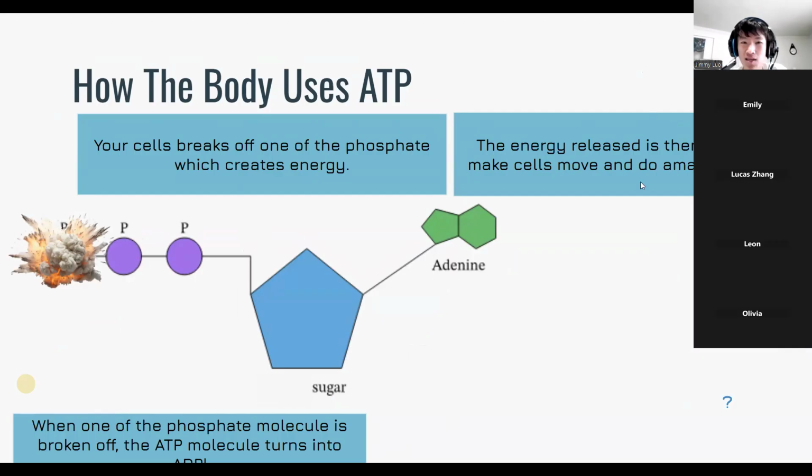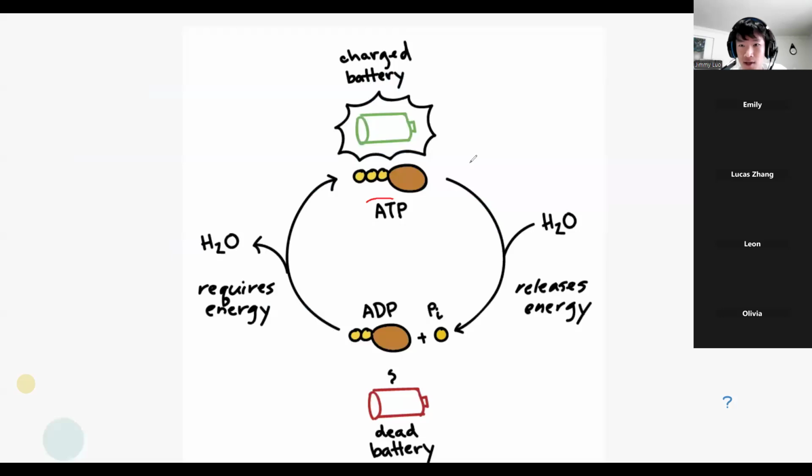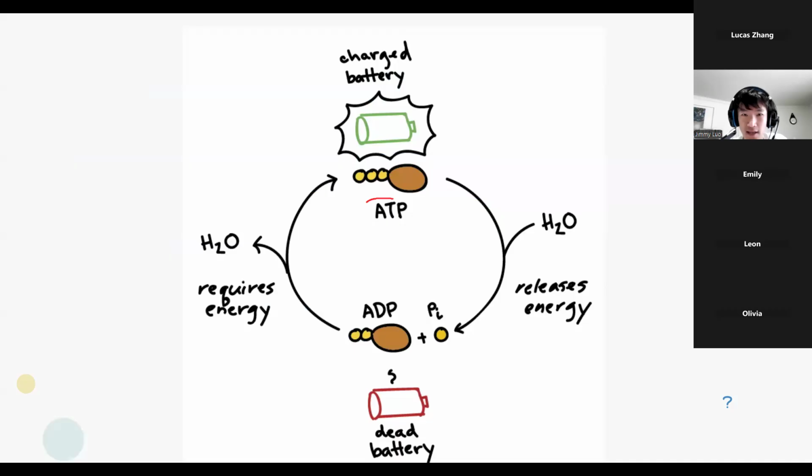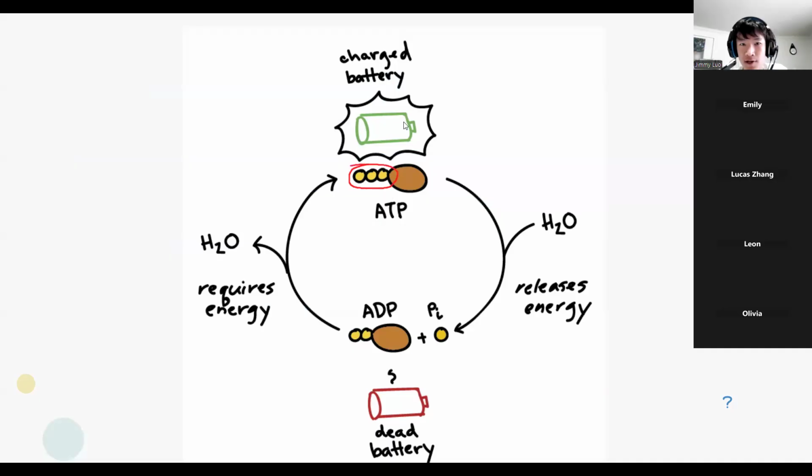So you guys could think of it like this. This is ATP, right? You can see the three little tails. This is a charged battery. You can think of ATP as a battery. When it has the three little tails, the three little circles, it's a full battery. It has the most energy. It has a lot of energy in it.